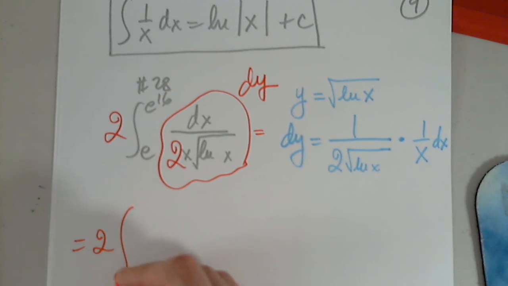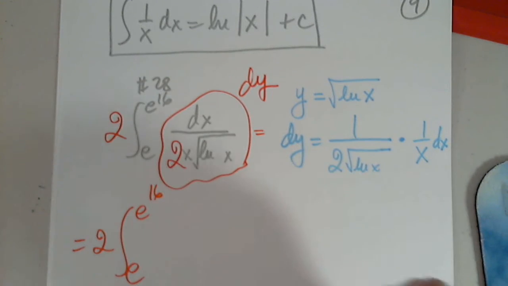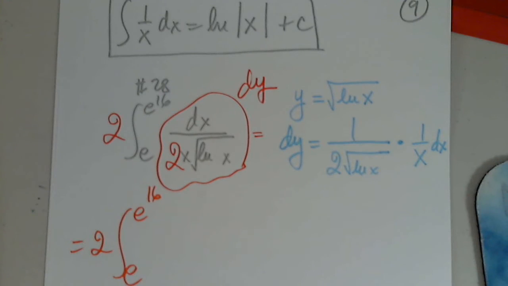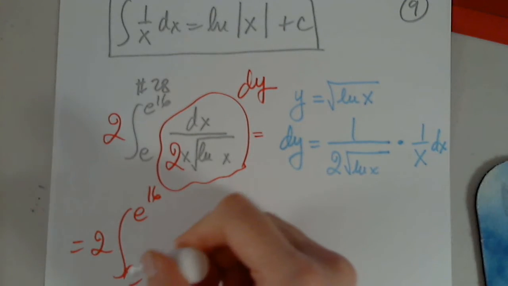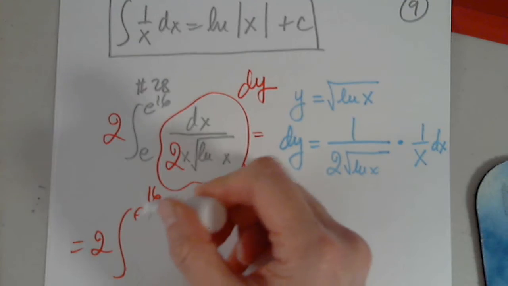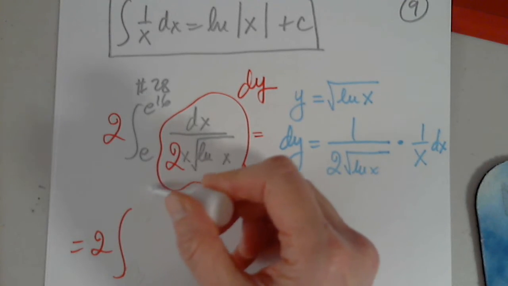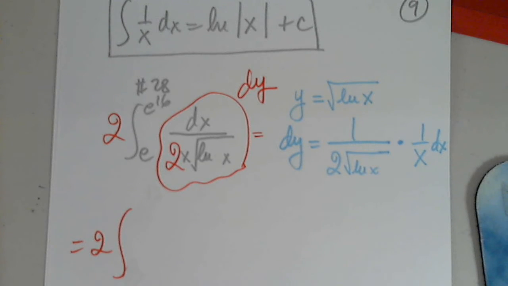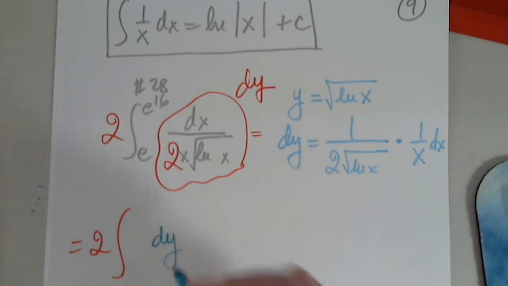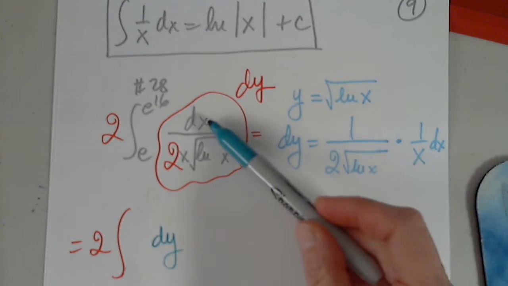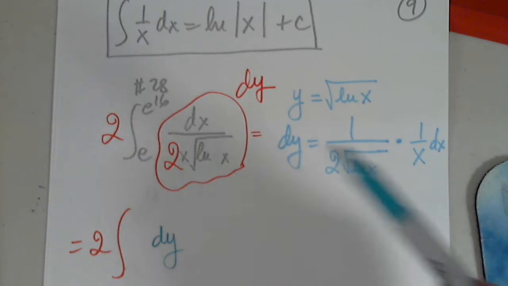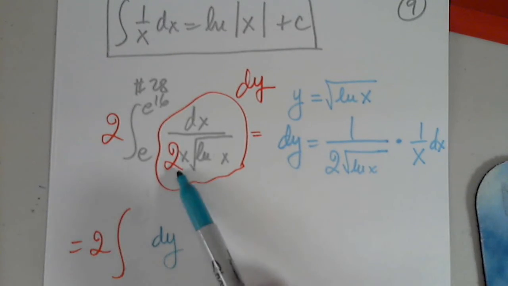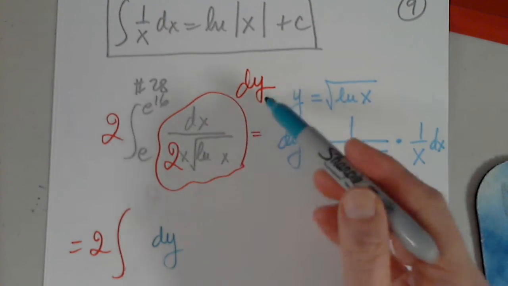And I don't need anything else. So this is the integral from e to the 16th. I just say that every time: please do not copy the limits of integration. And I copied them. So this is the integral of dy, as everything is accounted for: dx, x in the denominator in front of the square root, and the 2. Everything is accounted for, and this is dy.